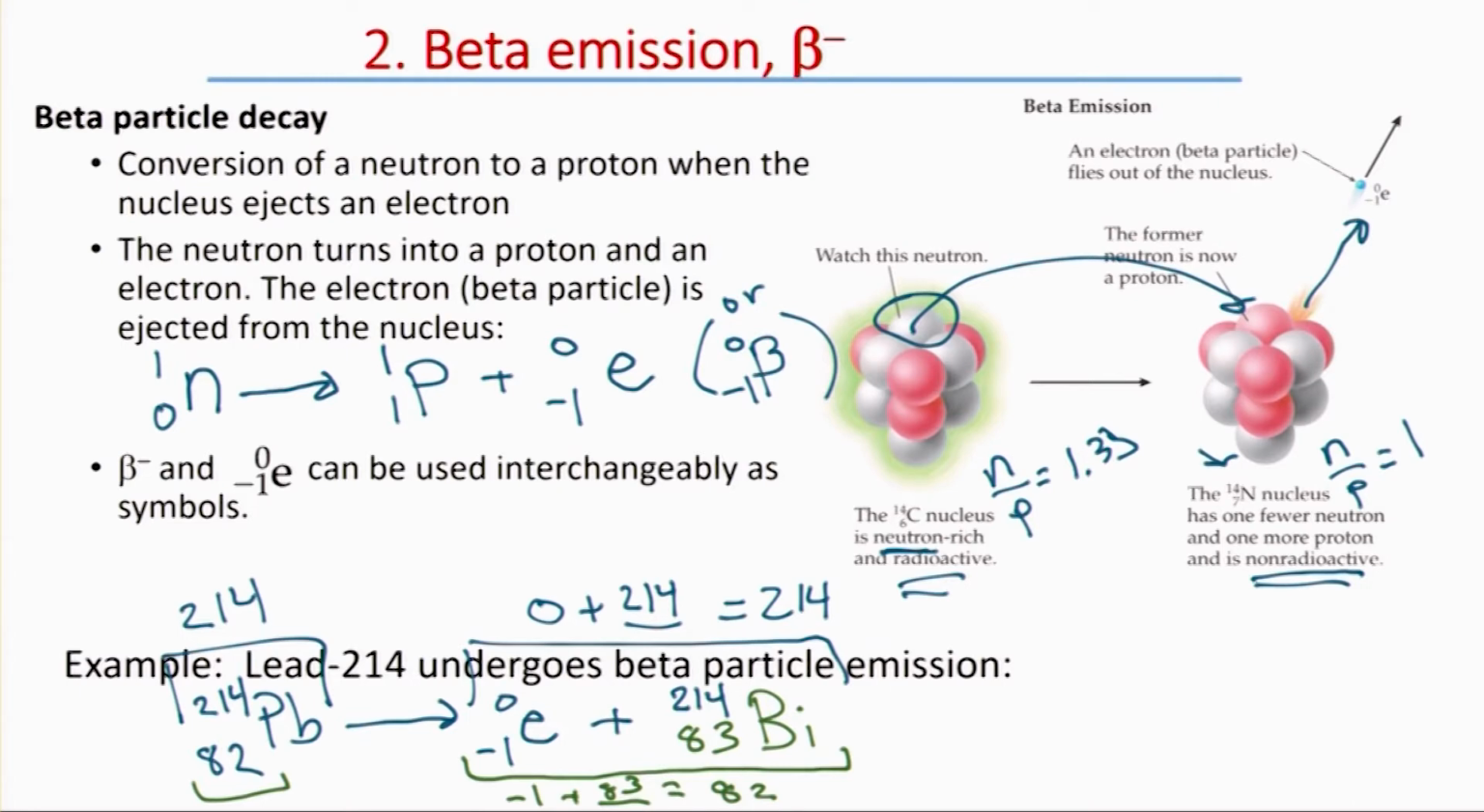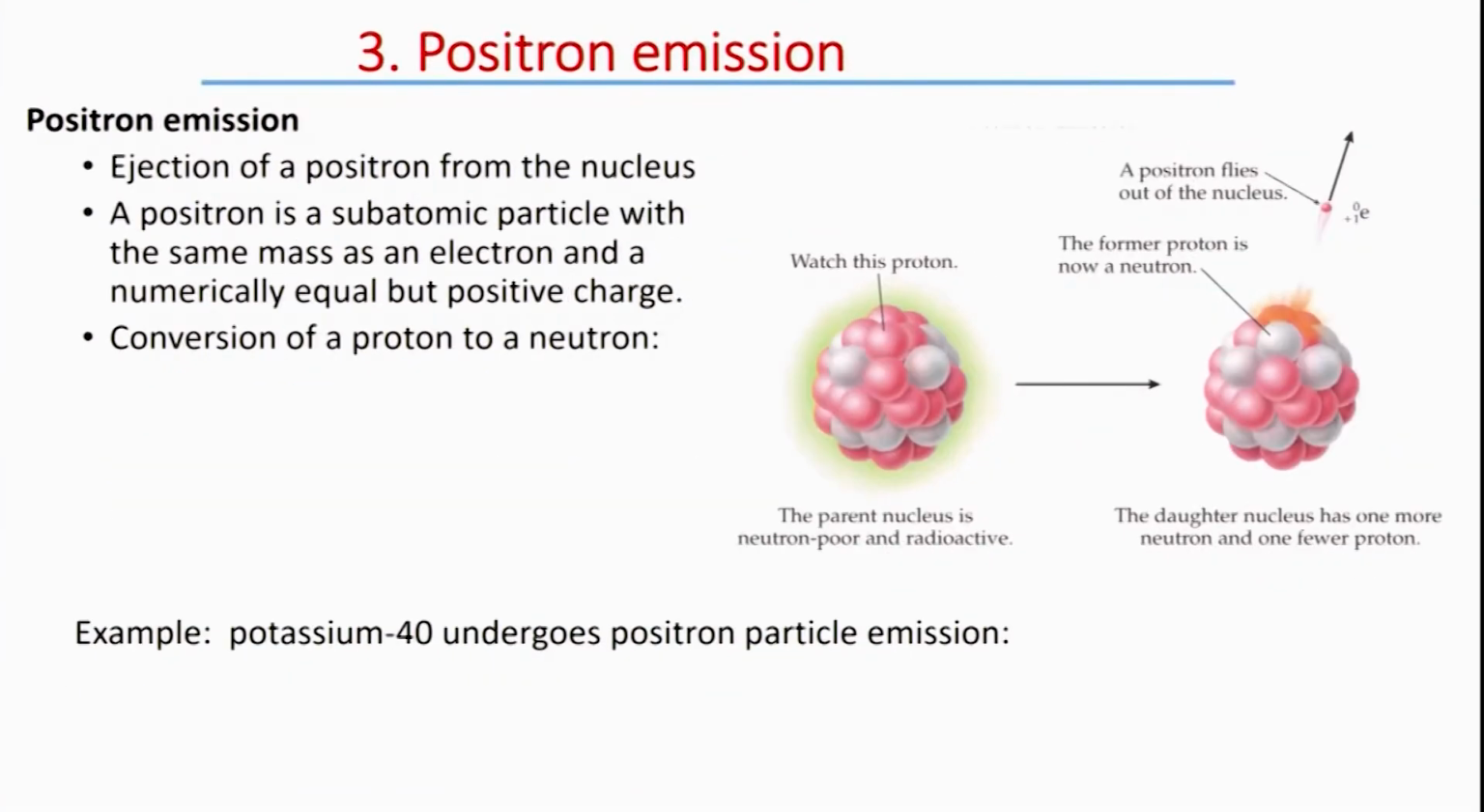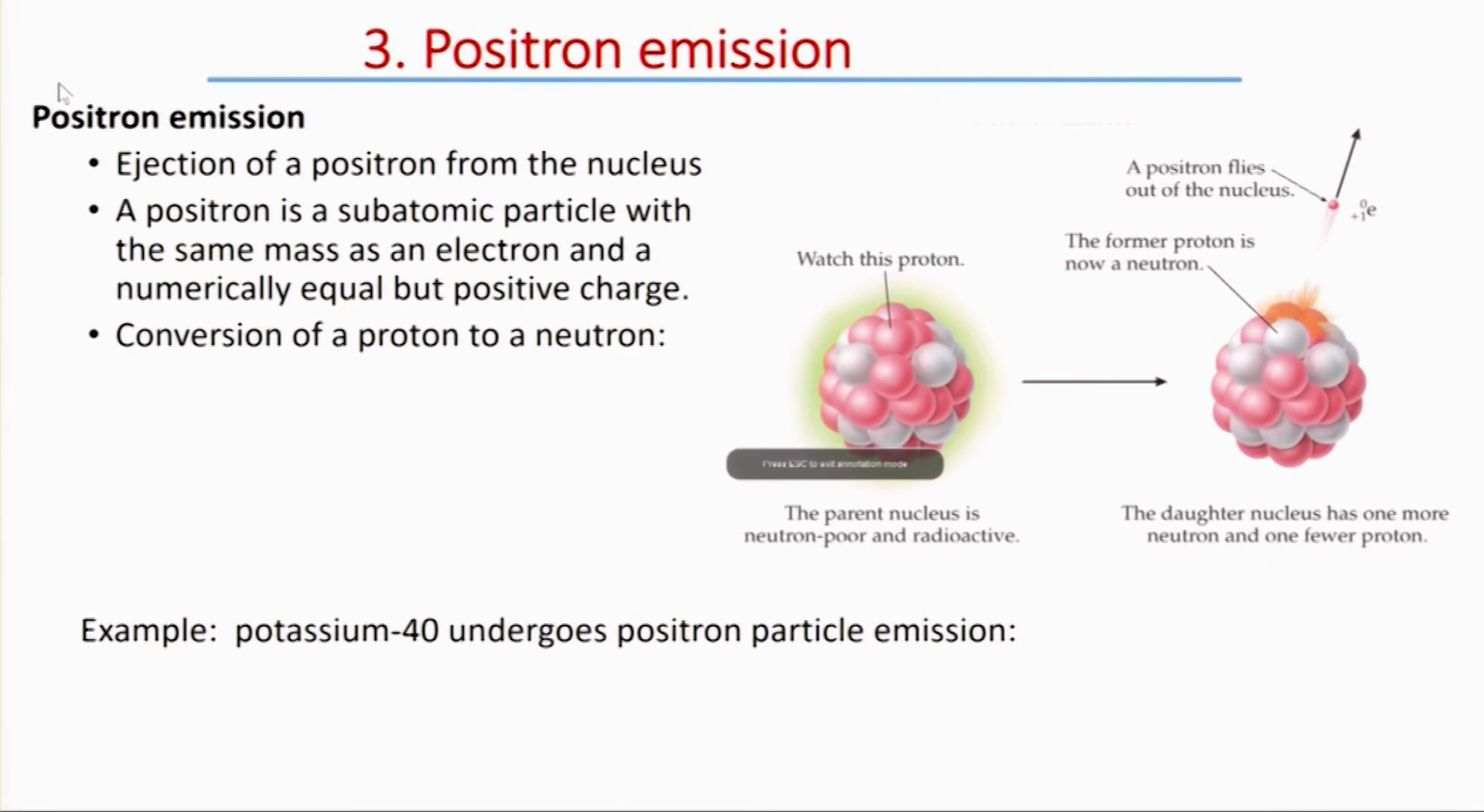We're going to go do another one. Okay, the third one we're going to look at is called positron emission. All right, so for this one, you have a positron getting ejected from the nucleus. So the positron is what we were looking at earlier. That was one of the new symbols.